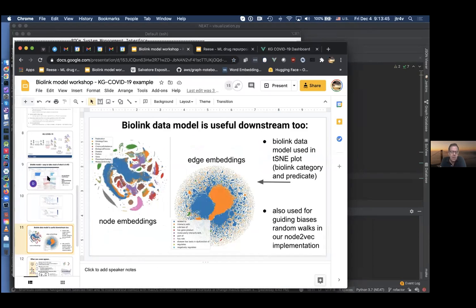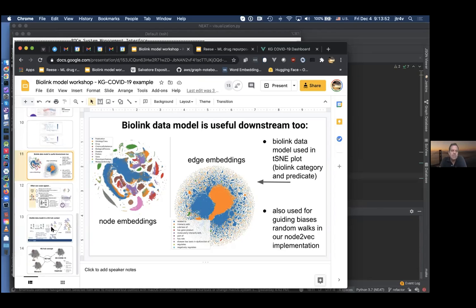So the Biolink model is not just useful for taking stock of what you have. It's useful for a lot of downstream things too. So for example, like I said, the next step after we made our knowledge graph was to do graph machine learning to find drug repurposing candidates. The first step of that was to embed the graph, which I won't go into, but then see what the graph structure looks like in a t-SNE plot. So we make the embeddings and then display what the nodes look like in a t-SNE plot, and what the edge embeddings look like in a t-SNE plot.